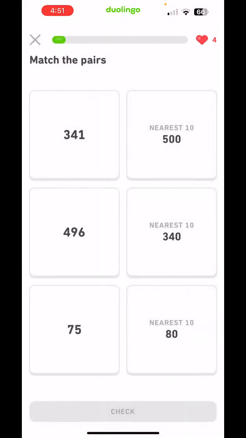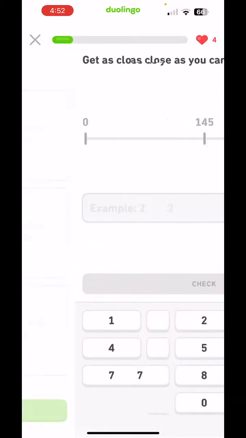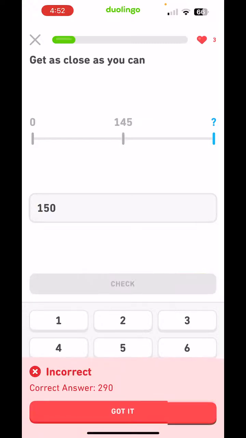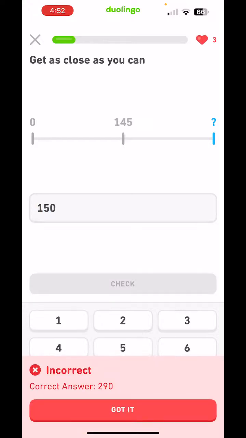So match the pairs. 341 to the nearest tenth is 340. 496 to the nearest tenth is 500. And 75 to the nearest tenth is 80. Get as close as you can. So 0 to 145. 145, what would you think? Maybe, let's say 150? No, the answer is 290.